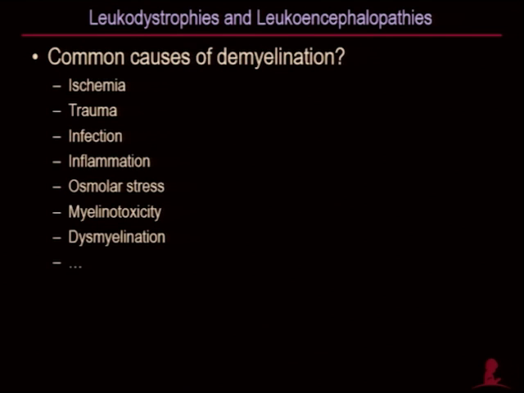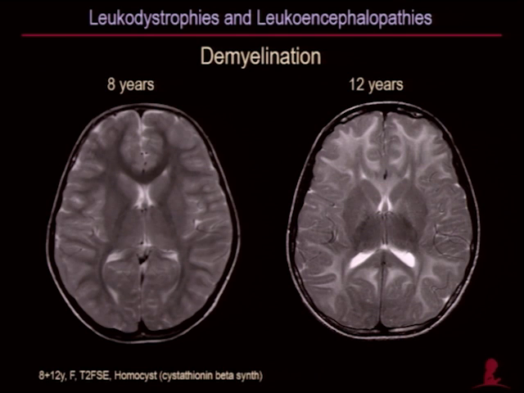Now, common causes of demyelination, that's a long laundry list, right? So it can be ischemia, it can be trauma, infection, inflammation, osmolar stress, myelotoxicity that we do during treatment of conditions, but some of those are endogenous myelotoxicities in some of the inborn errors of metabolism, and we have seen that demyelination, probably other processes that we don't quite understand yet.